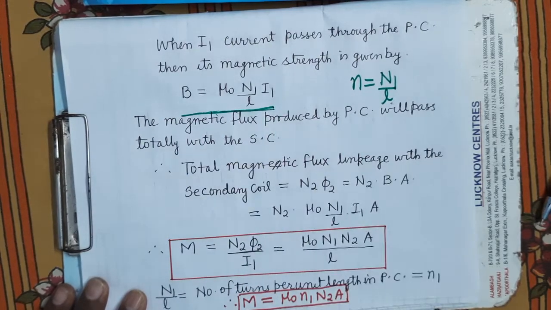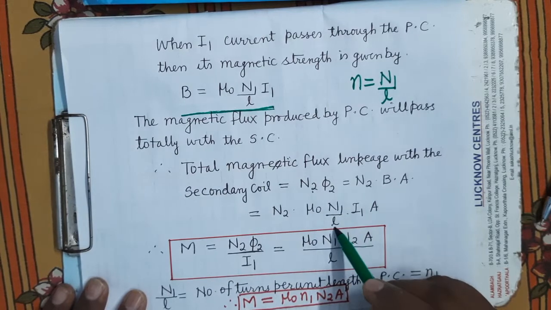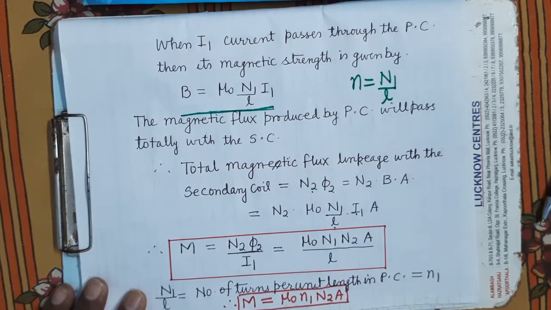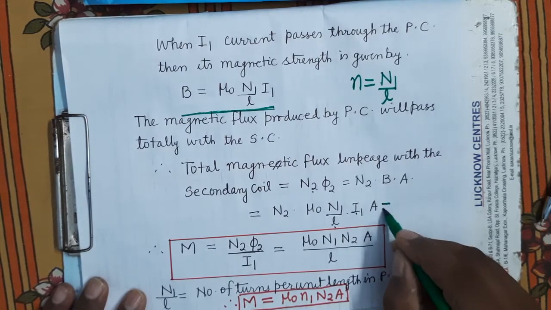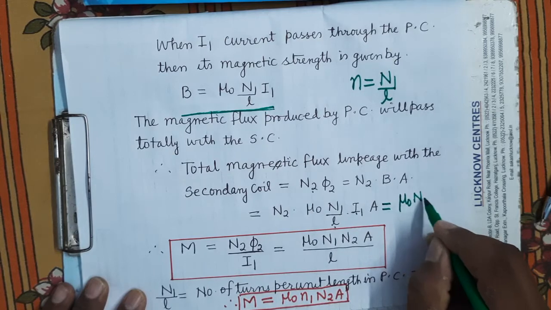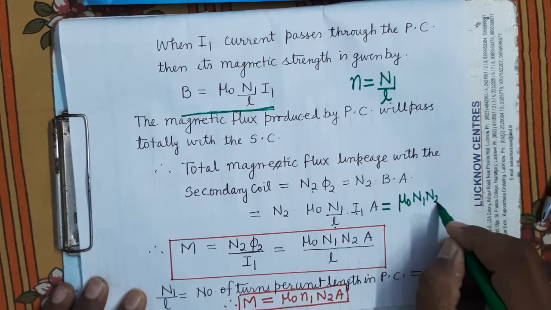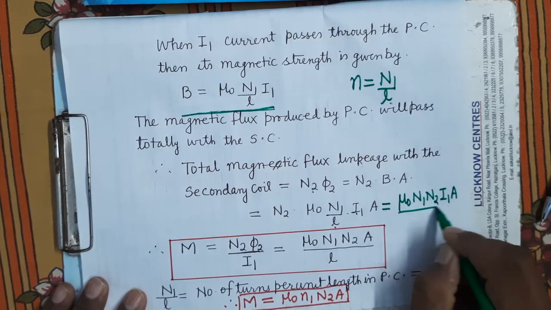It's clear. That is the small n. So N2, then mu naught N1 upon L into I1 into A. On further simplifying, what will you get? You will get mu naught N1 N2 I1 A upon L.